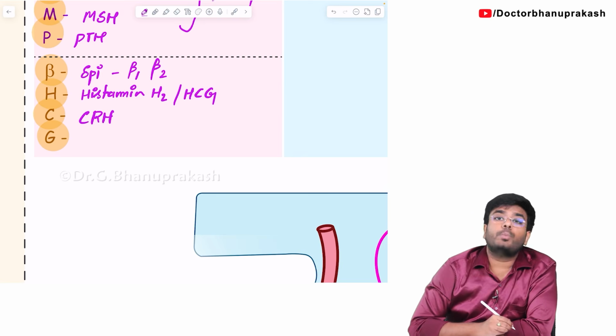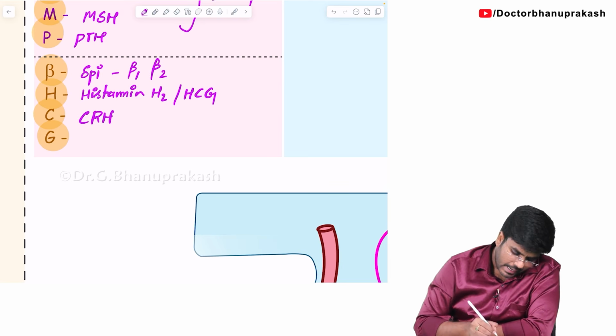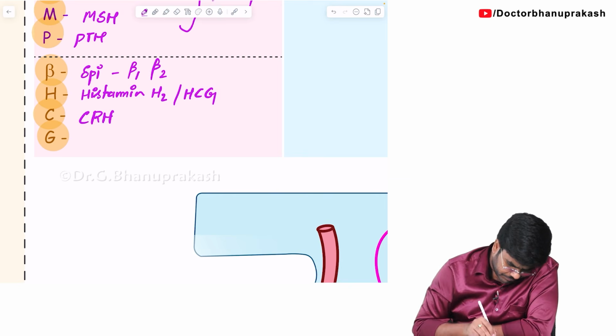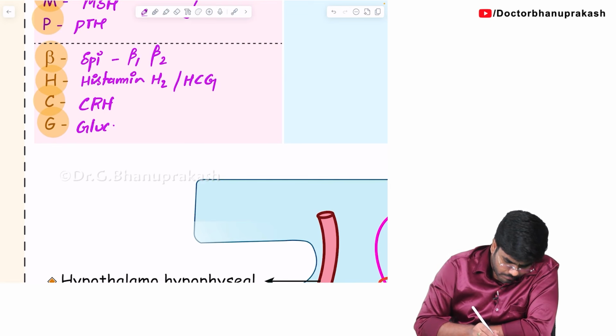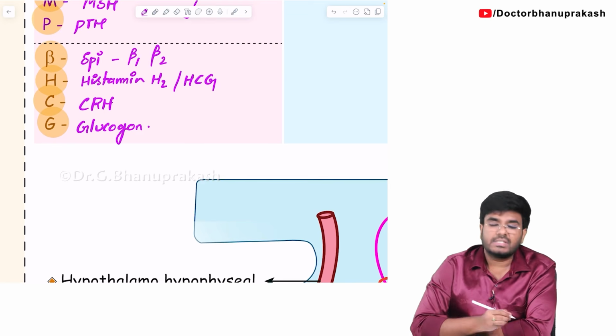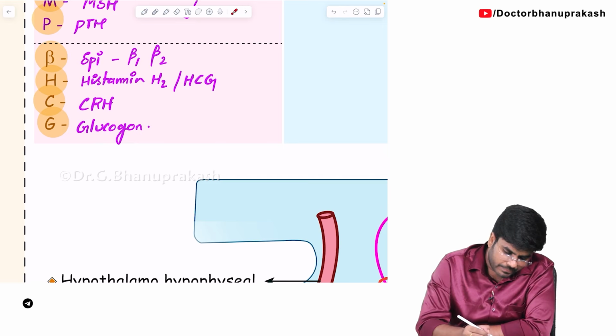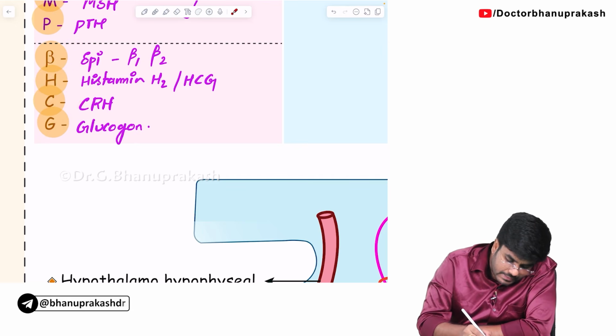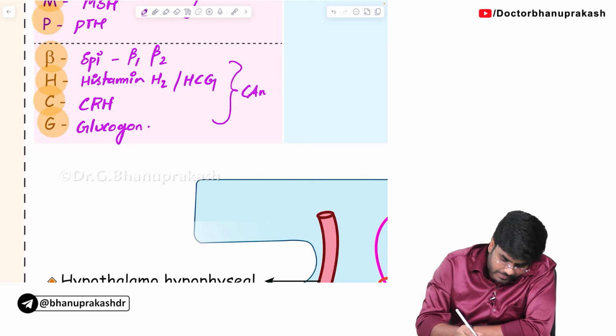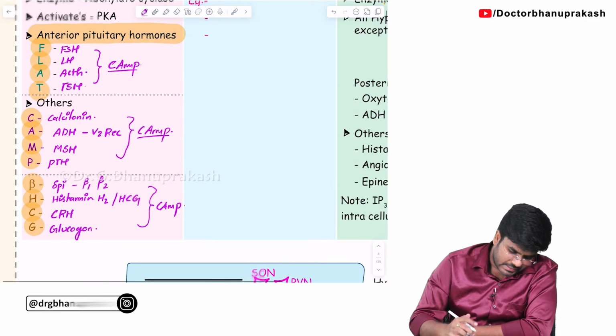And this C stands for CRH, corticotropin releasing hormone, which is coming from the hypothalamus, and G stands for glucagon. So all these hormones are also going to activate which pathway, guys? Cyclic AMP. So finally here is a list of hormones.